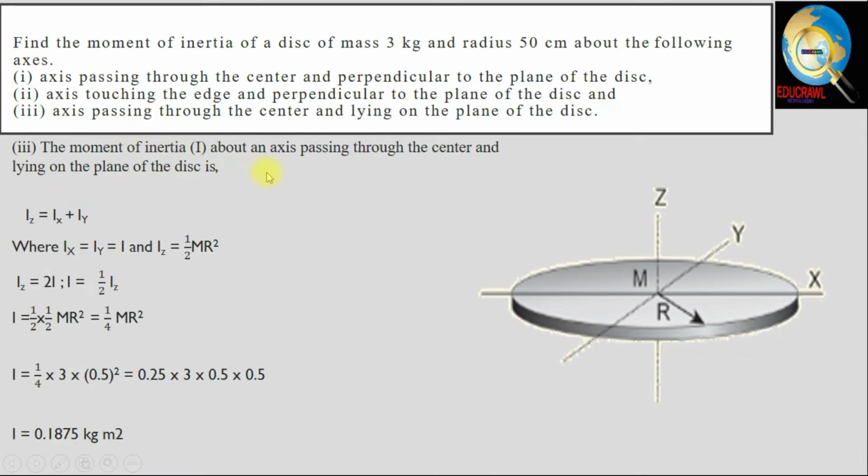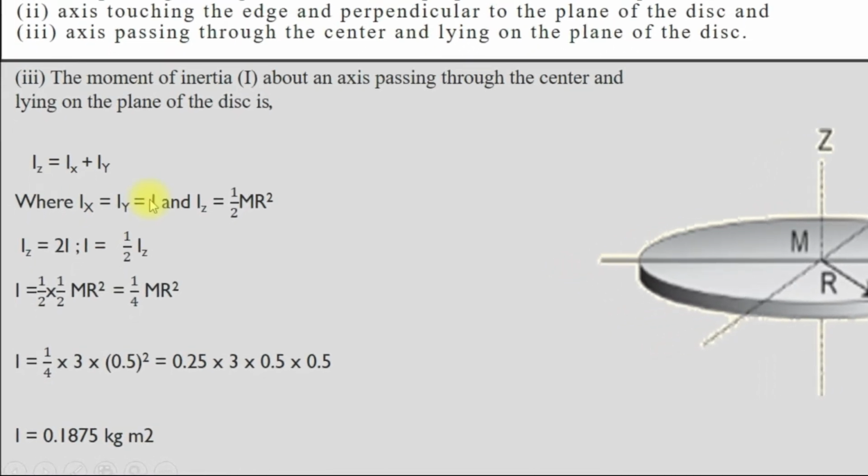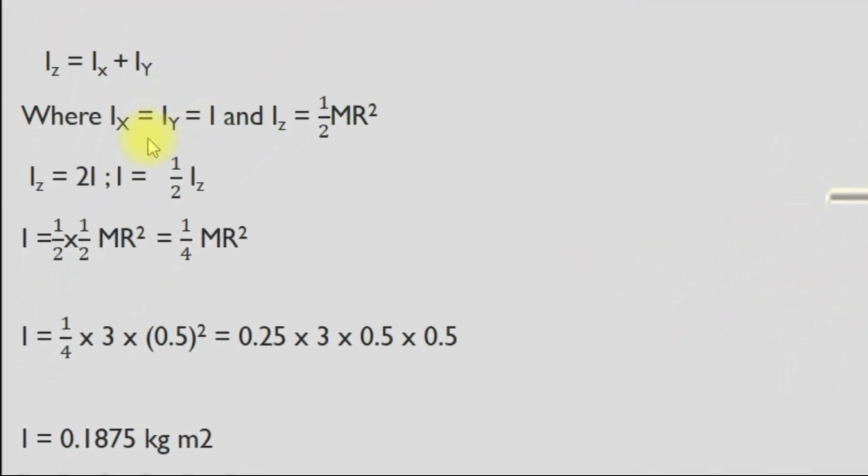Next, we need to find the moment of inertia about an axis passing through the center and lying on the plane of the disk. That is, Iz is equal to Ix plus Iy. Here, Ix and Iy will be equal to I, and Iz is equal to half m r squared. When you substitute I for Ix and Iy in the Iz equation, you have Iz is equal to 2I. Hence, I will be equal to Iz by 2.